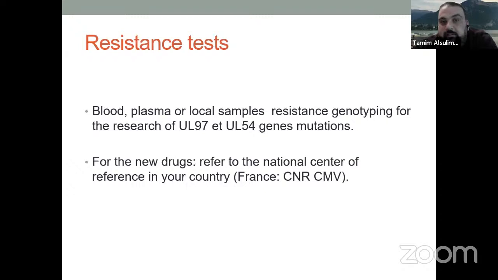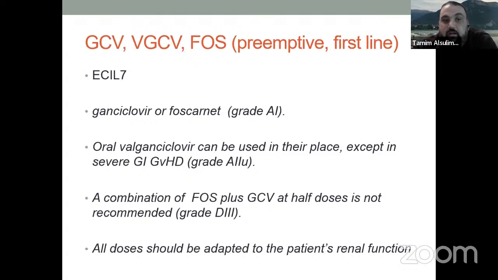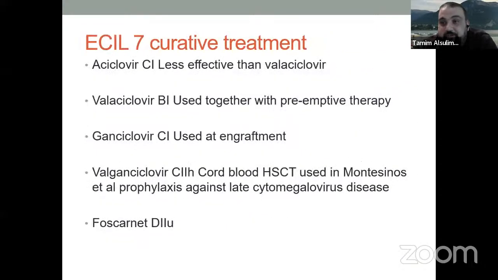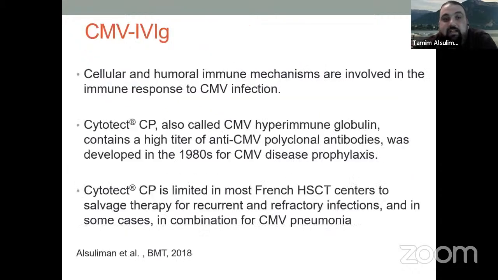We have talked about antiviral dosing. I will go a little bit faster. The SL7 was illustrated by my colleague, so I will skip it and go directly to CMV IVIG, whose use is mostly limited in French centers to salvage therapy for recurrent and refractory infections, and in some cases in combination with other treatments.